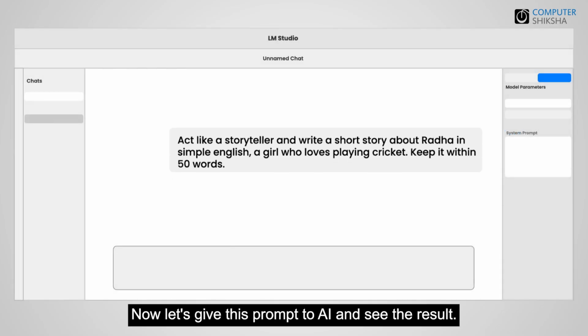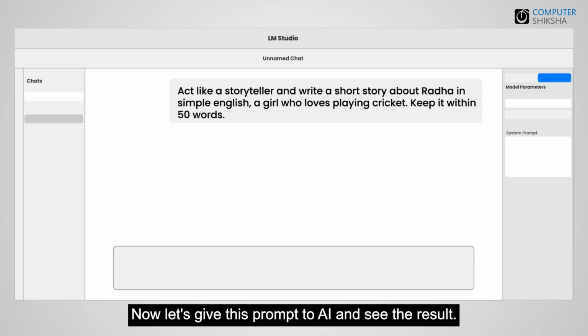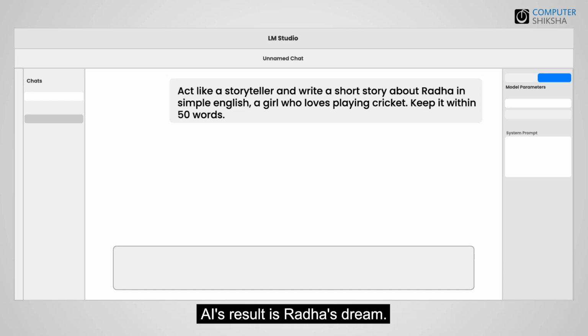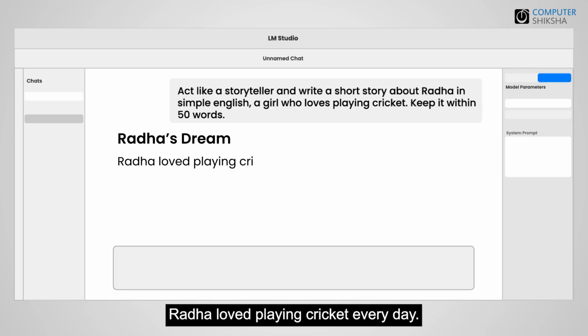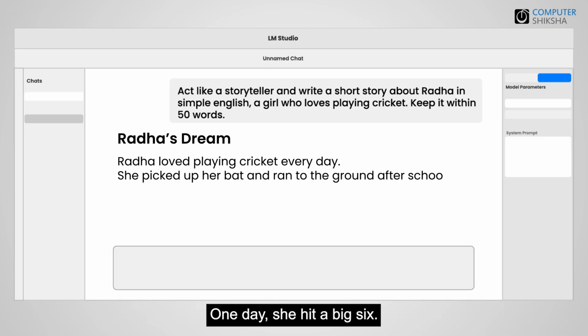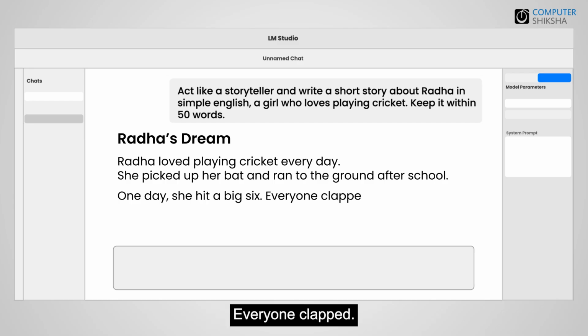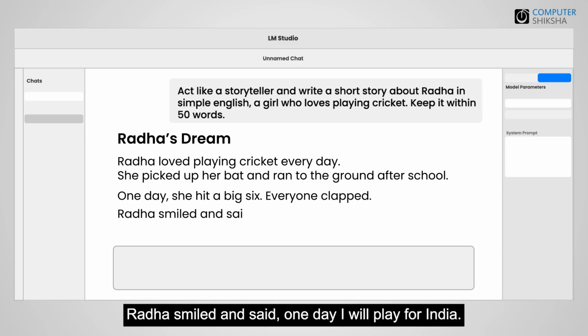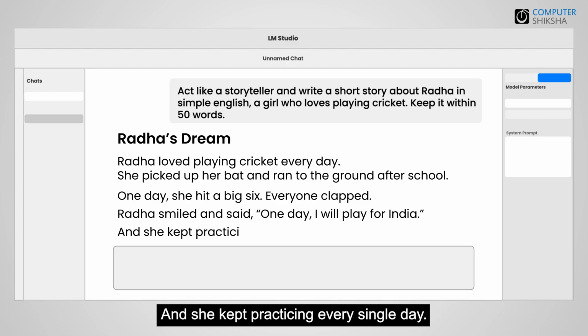Now let's give this prompt to AI and see the result. AI's result is Radha's dream. Radha loved playing cricket every day. She picked up her bat and ran to the ground after school. One day, she hit a big 6. Everyone clapped. Radha smiled and said, "One day, I will play for India." And she kept practicing every single day.